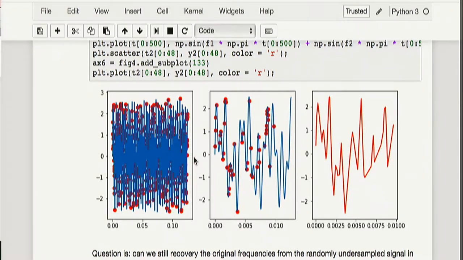If you plot a continuous line between those randomly selected samples, what you will get is something like this. This signal doesn't look at all like the original signal, right? In the time domain, it doesn't look at all like that. And as you can see, these are not periodic. They have a random basis.